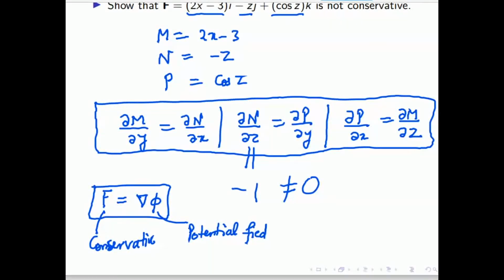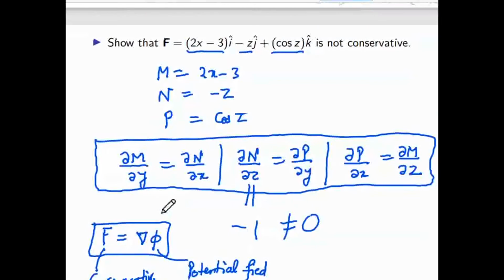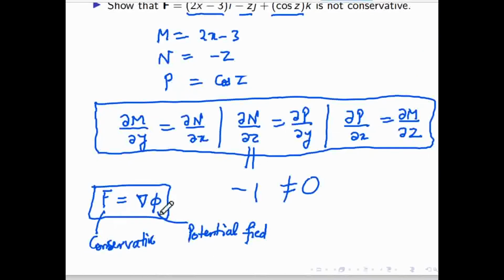So I will show you, when one of these is given, how to find the other. Like if phi is given, how to calculate f. If f is given, how to calculate phi. Suppose phi is given, can you calculate f? That means you have to find the gradient of this phi. So phi is given, calculating f is very easy. But if f is given, how to calculate phi, we will see.